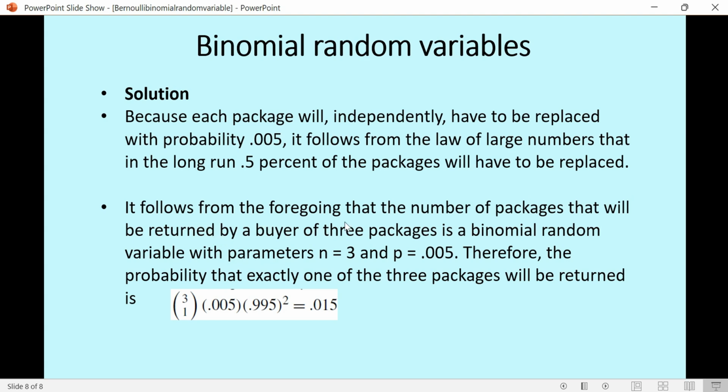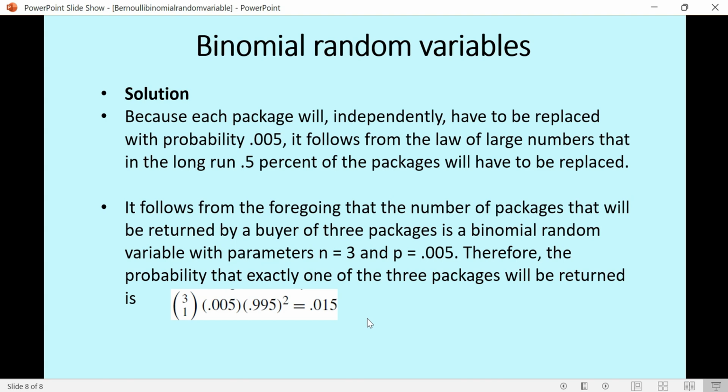And next, the question is, the customer, the buyer, purchased 3 packages, and we want to know the probability that exactly one package is returned. So this is also a binomial random variable with n equals 3 and p equals 0.005. So here we just use this form, binomial with 3 trials. This is the probability with 1 in the power, and this is 1 minus this probability with 2 in the power. So it is about 0.015.